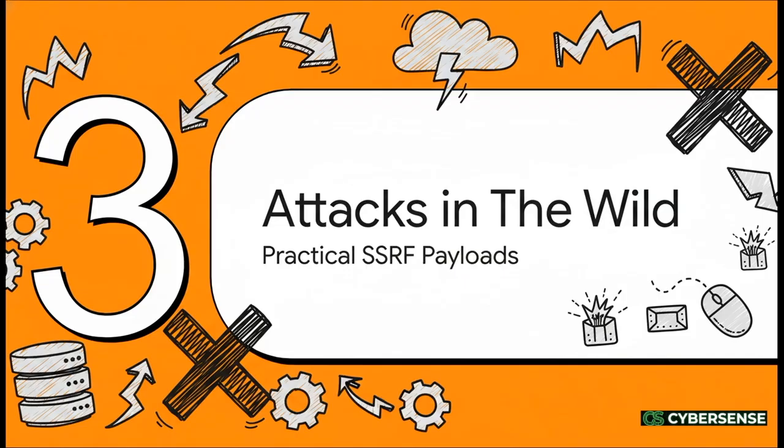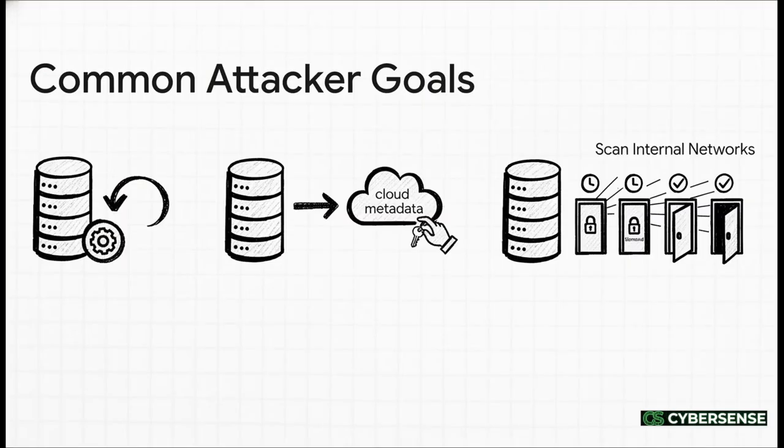What do the real payloads look like? Well, here are some of the greatest hits. An attacker might try to hit an admin panel that's only supposed to be accessible from localhost. They will absolutely try to hit that cloud metadata IP we just talked about. And they can even use SSRF as a simple network scanner by sending requests to different internal ports and just watching how long it takes to get a response. A quick error versus a slow timeout, they can start to build a map of the internal network.